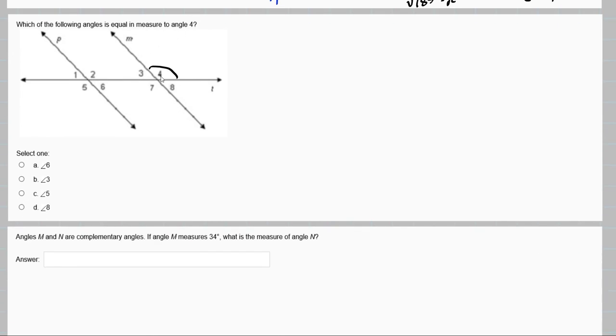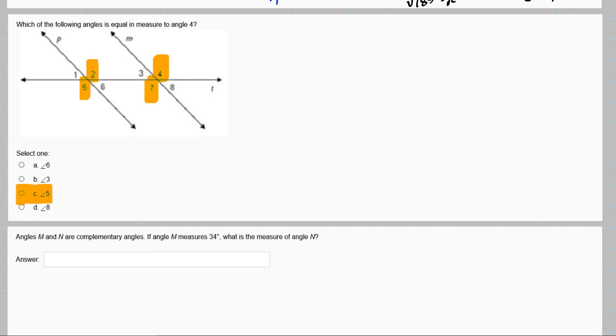So angle 4 is right there. And we know the pattern. The opposite ones are equal, and on the other set of parallel lines, those same other ones are equal. So we're looking for 4, 7, 2, or 5. Nope, nope, yes.